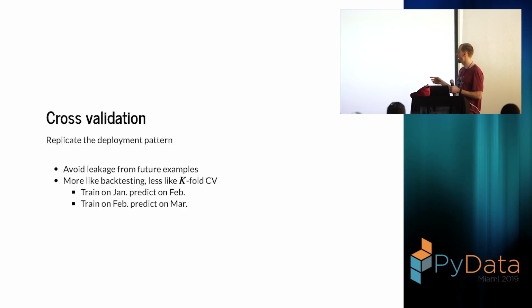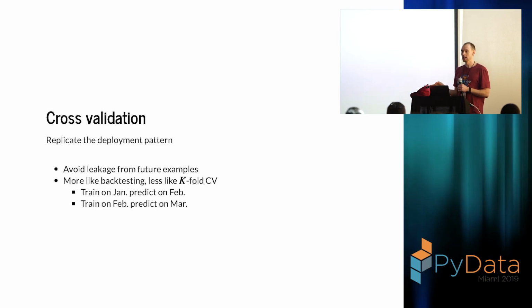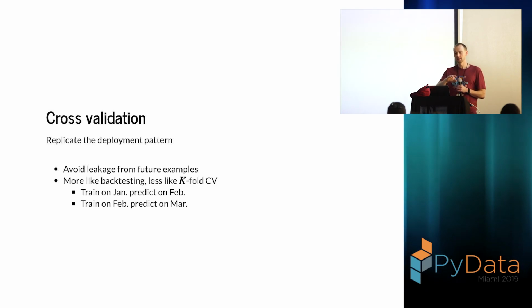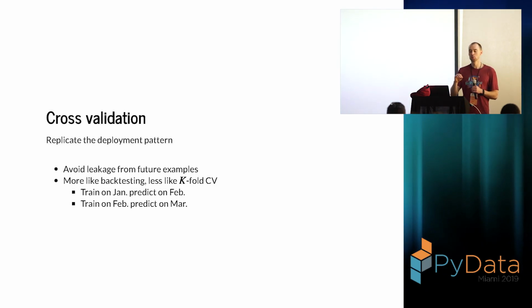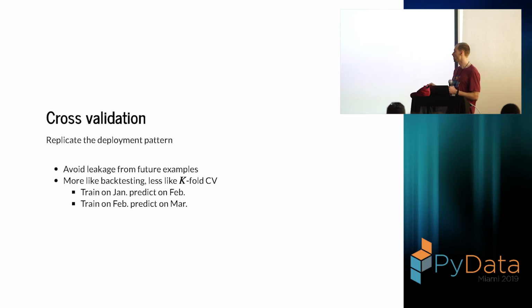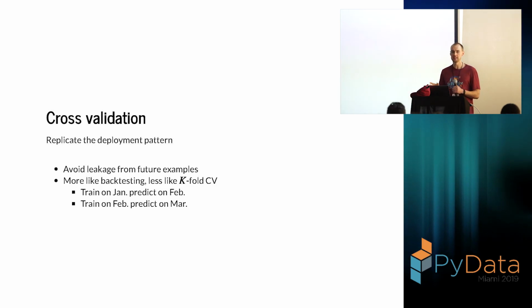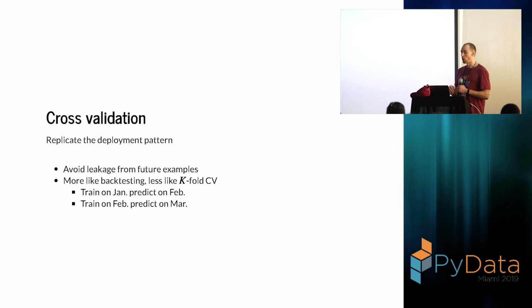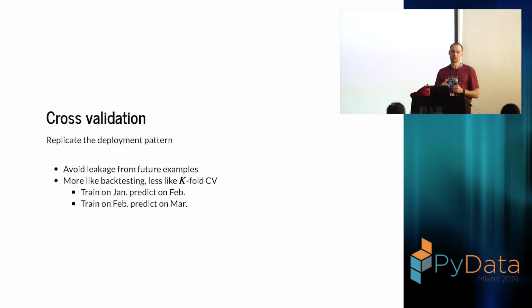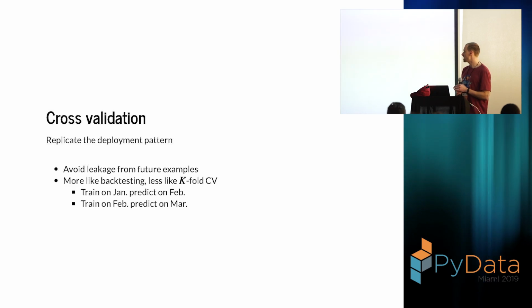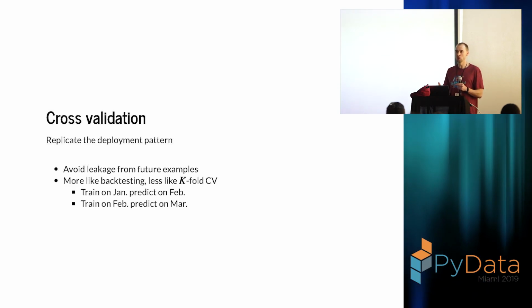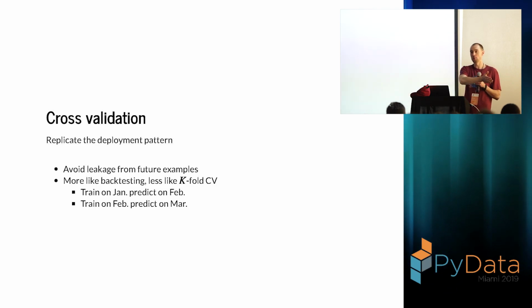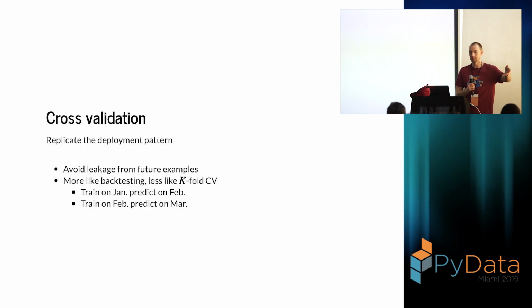And that's good. One thing, though, that we found useful at Cadent is a form of cross-validation that replicates the deployment pattern a little more closely. This looks a little bit more like backtesting, if you've seen that, if you've worked in finance or looked at trading algorithms. Basically, they'll go back and simulate how my model would have done in the market if I deployed it 6 months ago.